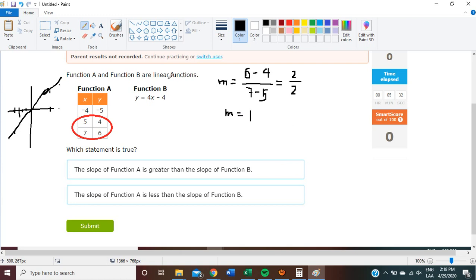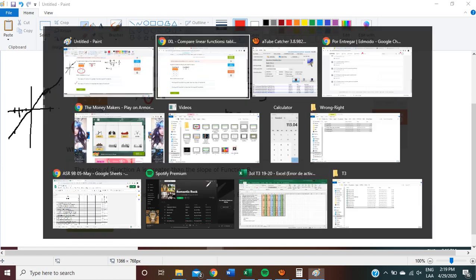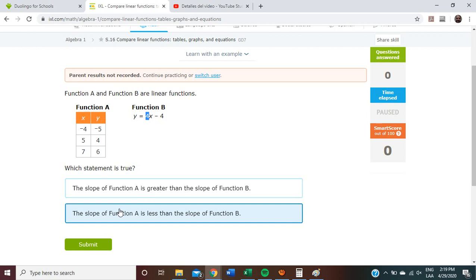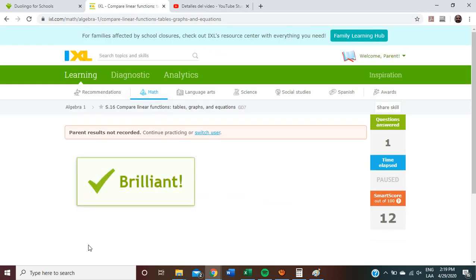Okay, the slope in this function is 4, this one right here. Okay, so which one is greater, A or B? A is greater, so the slope of function B is less than the slope of function A. Okay, so this one is the correct statement. So let's go back to my Excel web page and you submit it.